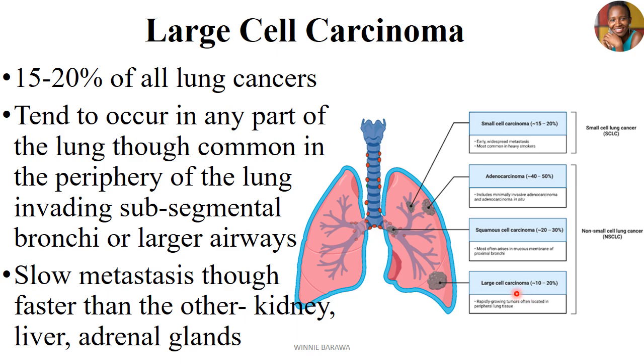Large cell carcinoma, which accounts for 10 to 20%. Squamous cell carcinoma accounts for 20 to 30%. Adenocarcinoma accounts for 40 to 50%, making it among the most common of non-small cell lung cancers. And the small cell carcinoma, which has small cells, is commonly found in heavy smokers. And this one, mostly said, starts in the bronchioles and can spread to other parts of the lungs.